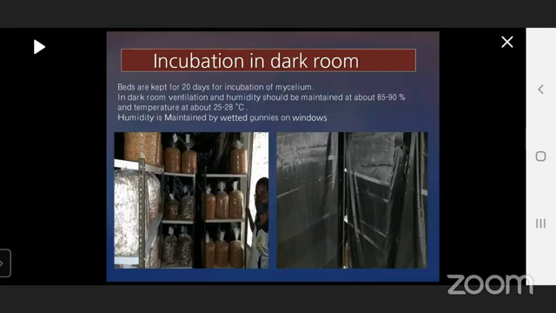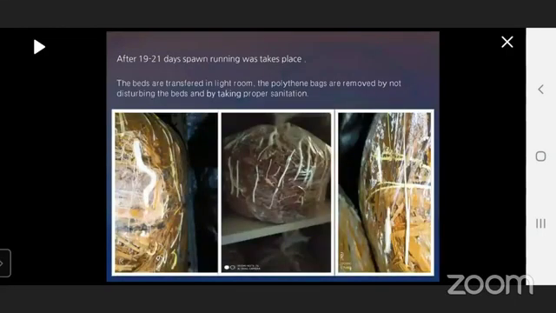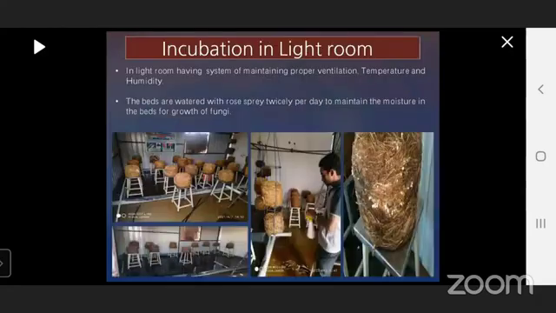So the beds are kept for 18 to 20 days, or near about 15 days, according to the mycelium run. And after 15 days, check the mushroom growth. If pinhead formation occurs, meaning pinhead-like structures are formed, then we can cut the bag by using cutting knives or scissors, and separate the polythene from the beds. We have to hang these beds on the racks or on a cage, so that all sides of the beds are exposed.